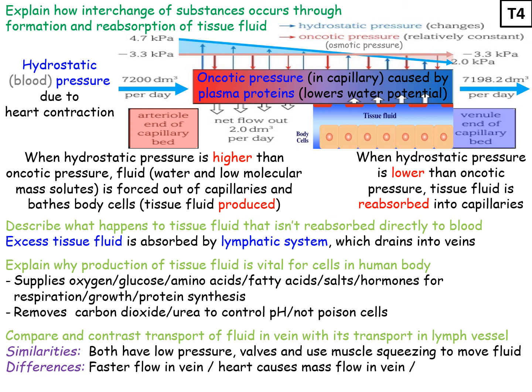Differences: in the vein, the flow of the blood is much faster. That's because of the contraction from the heart, which causes the hydrostatic pressure that flows through the heart in the vein. But in the lymph vessels, the excess tissue fluid flows towards the lymph, which then drains into the veins in the future.